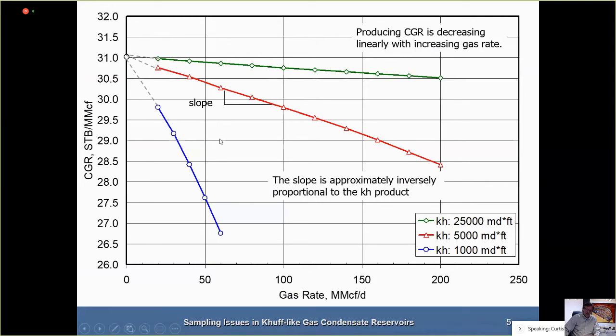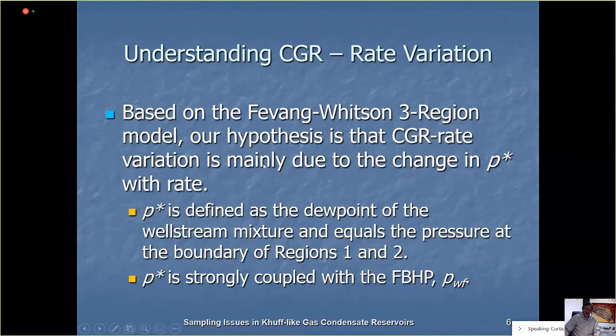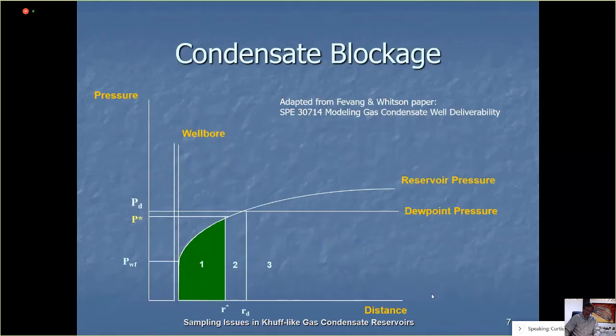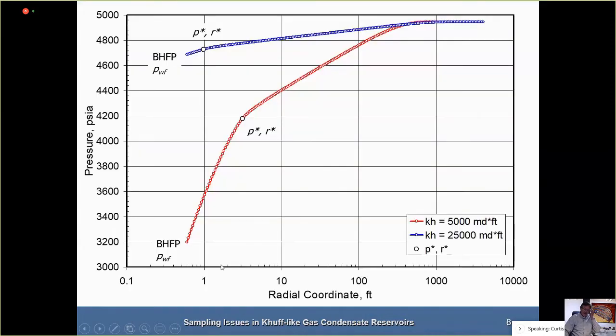Now, why that is has to do with this three-region picture, or region 1, region 2. P star is defined as the dew point of the well stream mixture equals the pressure at the boundary between region 1 and 2, and the P star is strongly coupled with the flowing bottom hole pressure, as you might imagine. So as you draw this further and further down, the P star will be dragged further down as well. And this just shows for the two extreme cases, the 5,000 and the 25,000, what the pressure looks like.